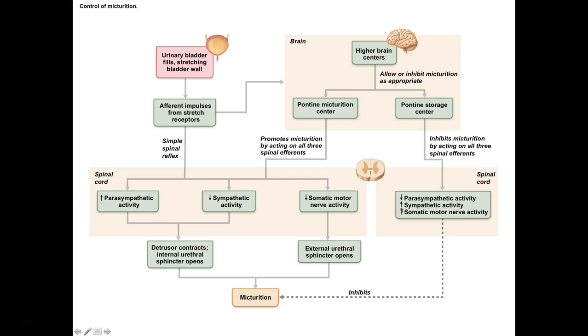Now, when we're ready to go to the bathroom, we trigger our pontine micturition center. This is going to act on spinal efferents, so we are going to decrease somatic motor nerve activity, which causes the external urethral sphincter to open and micturition to take place. We are also going to decrease sympathetic activity and increase parasympathetic activity, and that causes the detrusor muscle to contract and the internal urethral sphincter to open, allowing us to micturate. Of course, if your internal one doesn't open, the external one opening is not going to help you too much. So these have to go hand in hand.